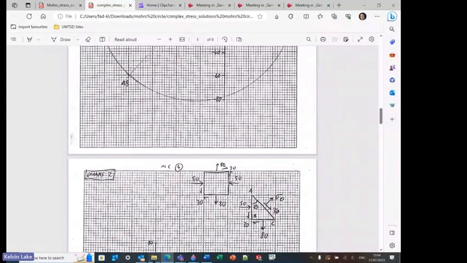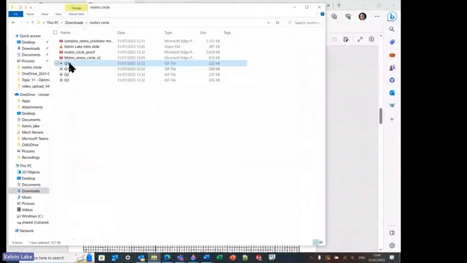I will also upload these GIF files, for questions 1A, 1B, 2 and 3. If you want, you can try those in Paint 3D in the same way that I have in this video. So hopefully what you can get from all of that information is using graphical techniques, using Mohr's Circle, in order to understand complex stress.